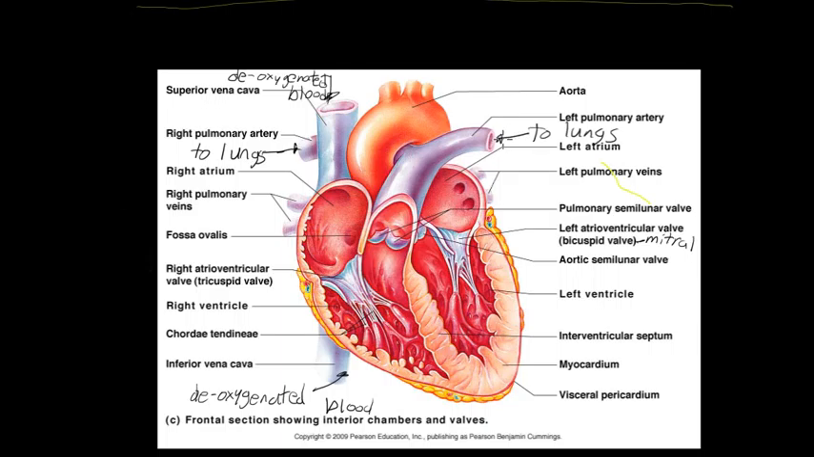And I should have said that from the right and left pulmonary arteries, the blood goes to the lungs, and it re-enters through the left and right pulmonary veins. But this blood here is newly oxygenated blood, so this is oxygenated.